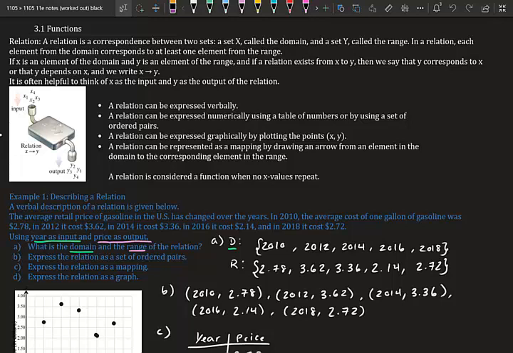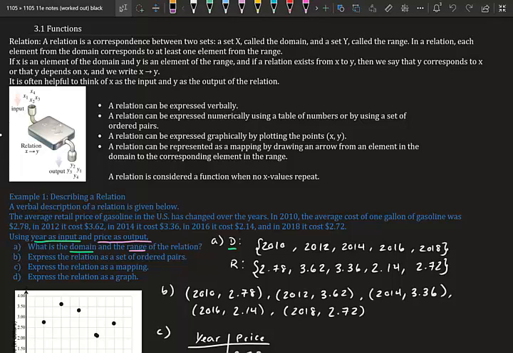A relation is a correspondence between two sets, a set X called the domain and a set Y called the range. In a relation, each element from the domain corresponds to at least one element from the range. If X is an element of the domain and Y is an element of the range, and if a relation exists from X to Y, then we say that Y corresponds to X, or that Y depends on X, and we write X, a little line with an arrow, Y. It is often helpful to think of X as the input and Y as the output.